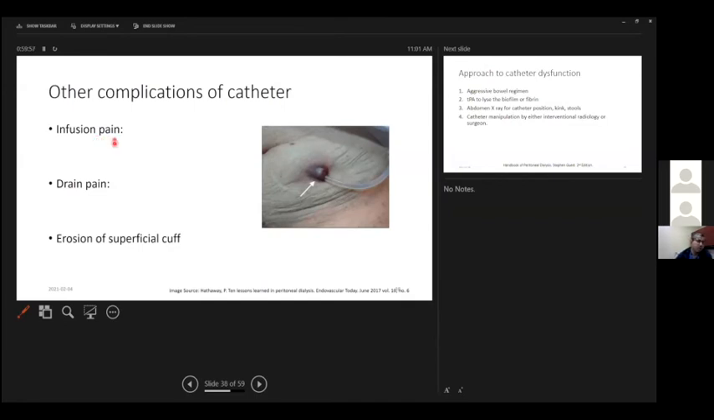Then there is the drain pain. Drain pain usually happens in the cycler machines. The reason is because the cycler sucks the fluid out. When it's trying to suck the fluid out, it may actually get the peritoneum sucked in, and that causes the drain pain. So the way to avoid drain pain, as I mentioned last time, is to use something known as a tidal volume, which is 85% or 90%. It means you leave some amount of fluid back in the belly and then remove the rest of the fluid.